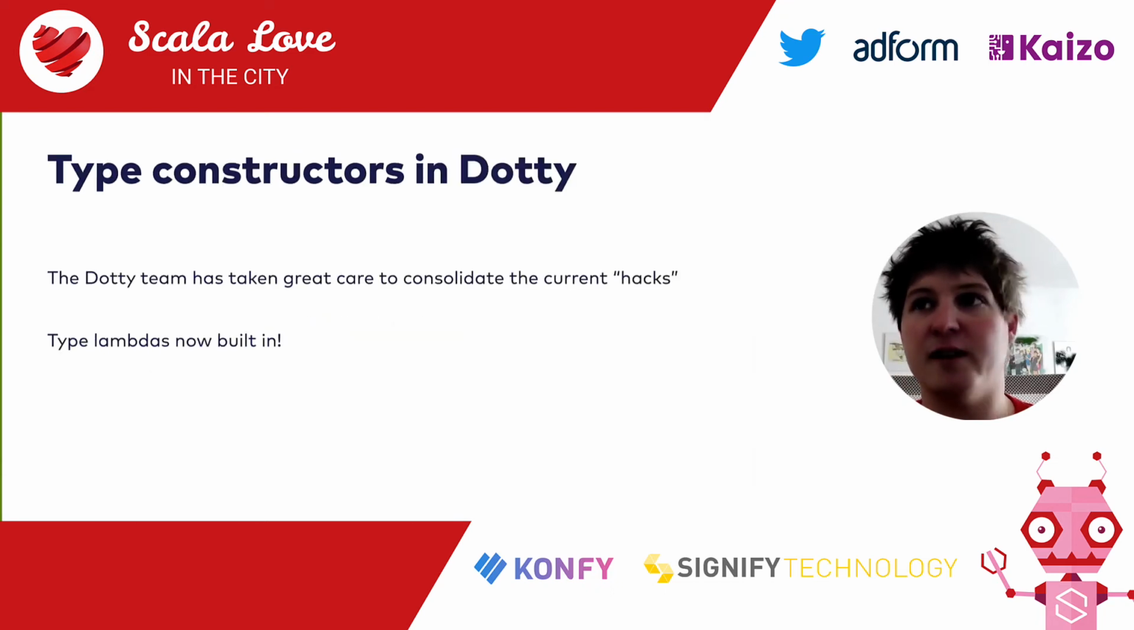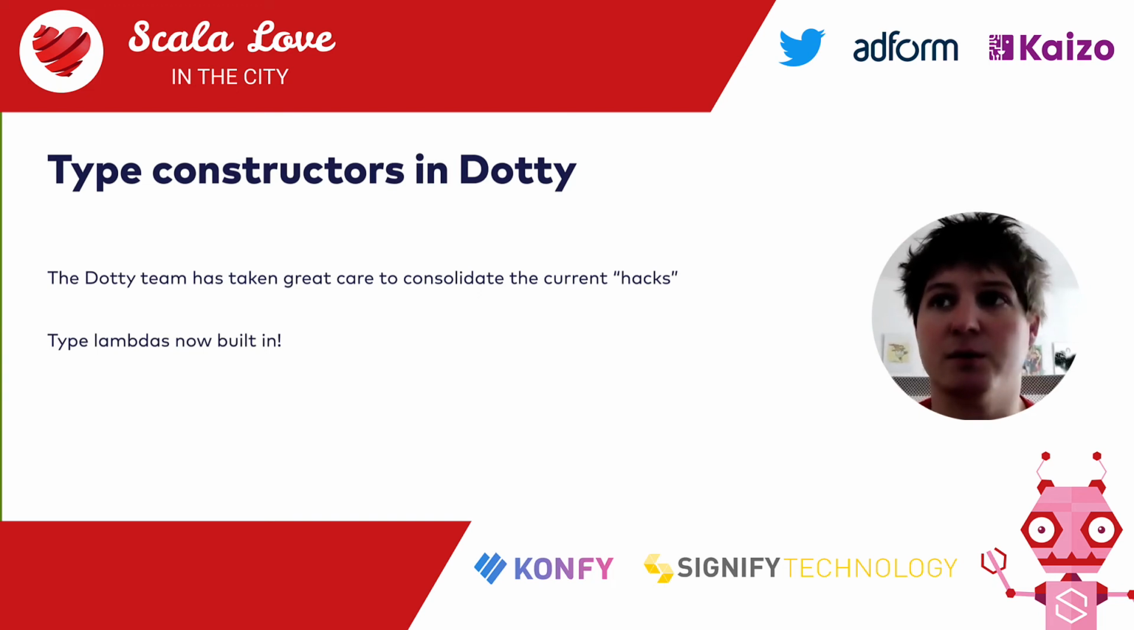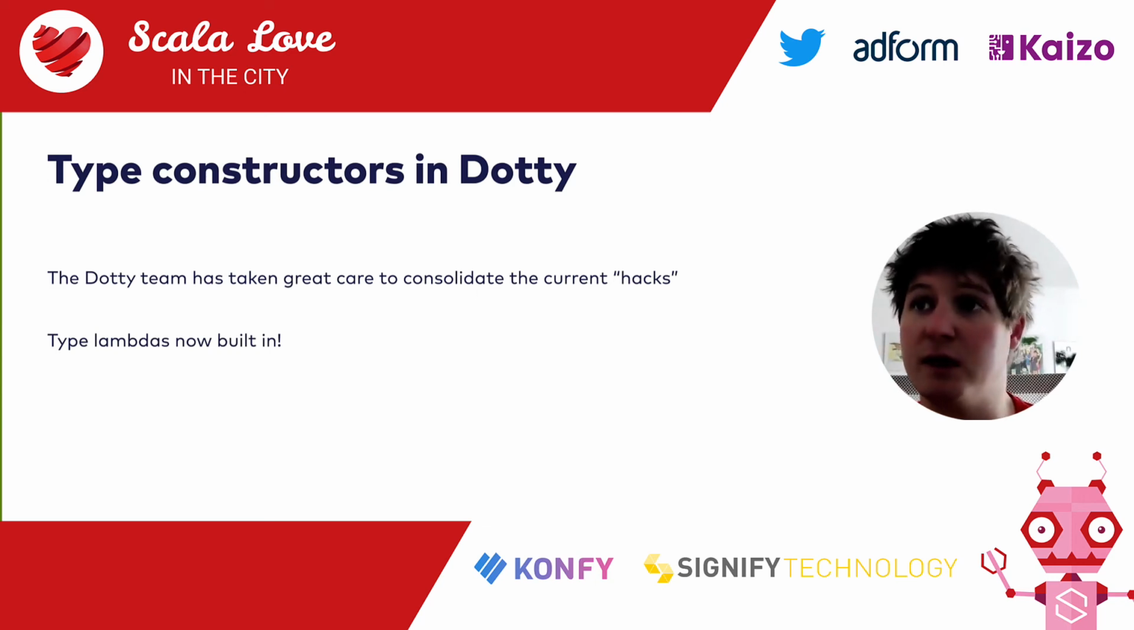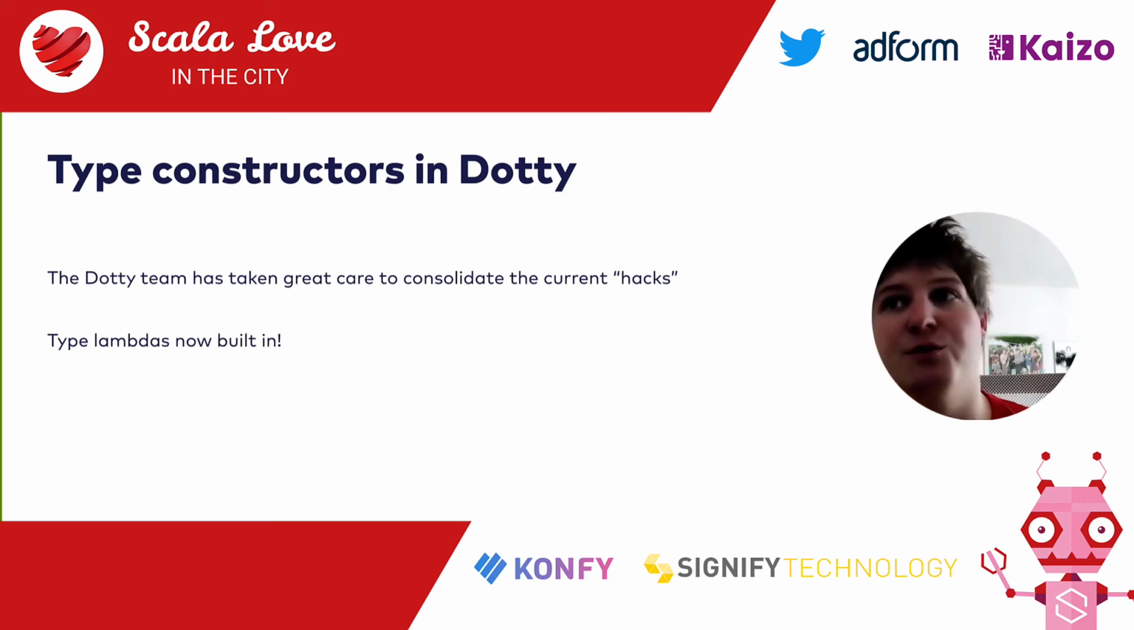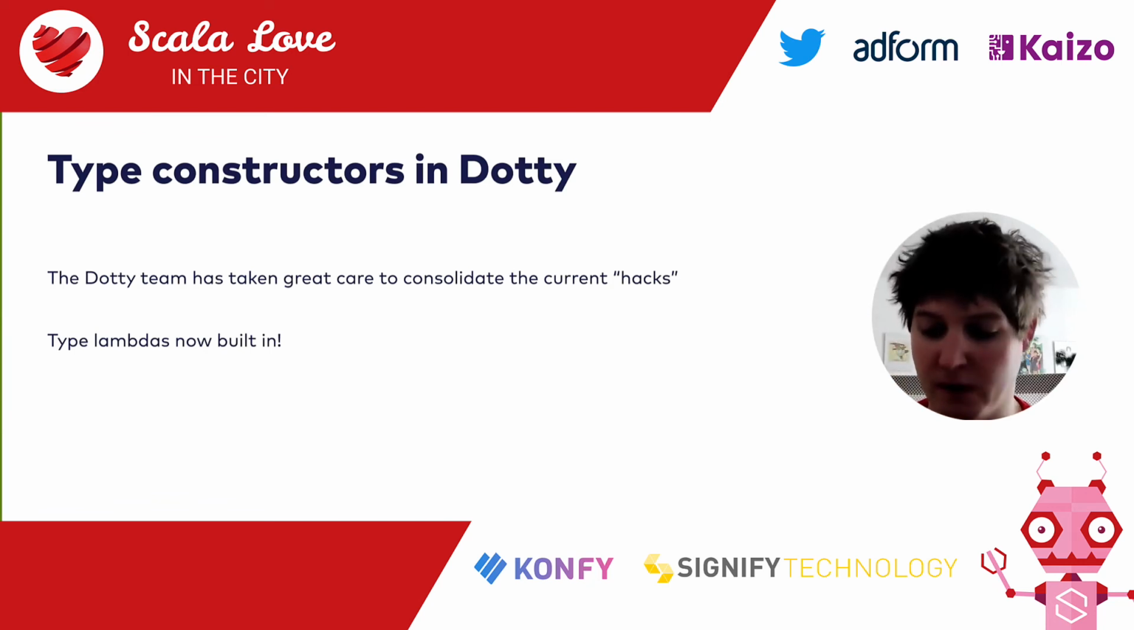All right, so fast forward to Scala 3. I'm very grateful to the Dotty team because they have put a lot of effort into consolidating all of these type level hacks that we were doing. In particular, type lambdas are now built into Dotty. So it's almost the same syntax as Kind Projector. You have to exchange the question mark for an asterisk, but then it's going to work. And this also allows us to cross-build a lot of our libraries between Scala 2 and Scala 3.